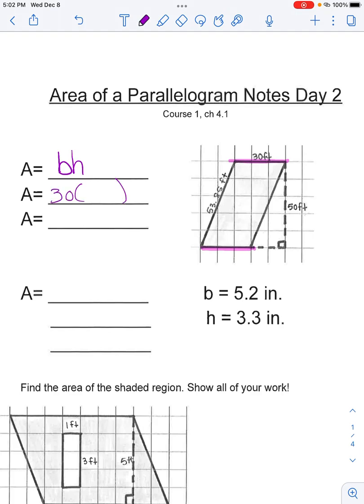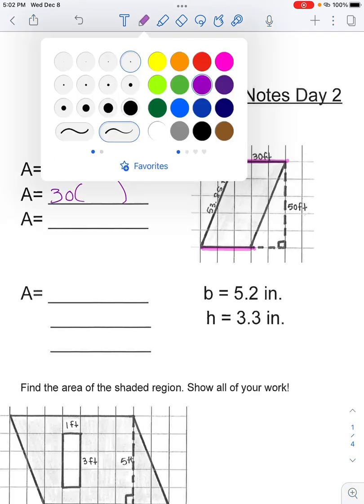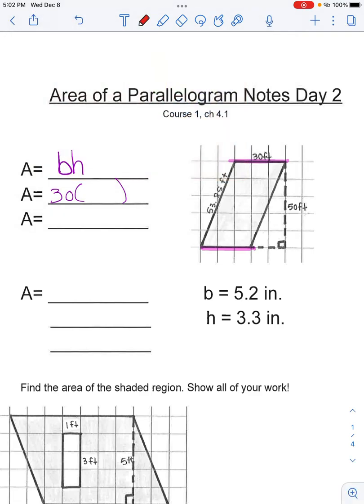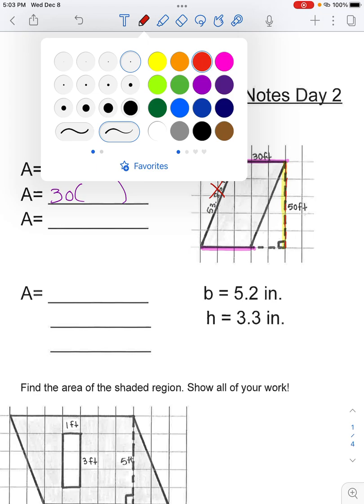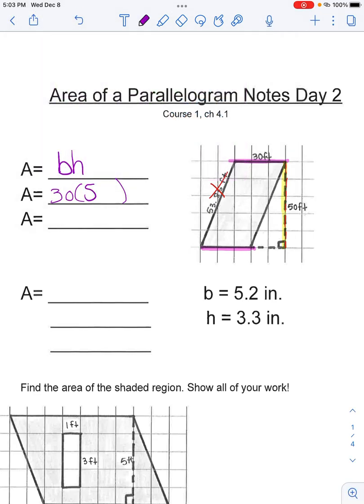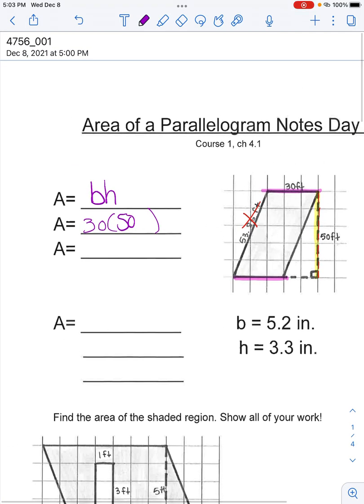The height, remember yesterday we talked about you do not use the diagonal. You always use the straight vertical line, so I'm going to highlight it in yellow. The height is the straight up and down line, vertical. So our height on this one is 50 feet. And then to find the area, we'll do base times height, 30 times 50.